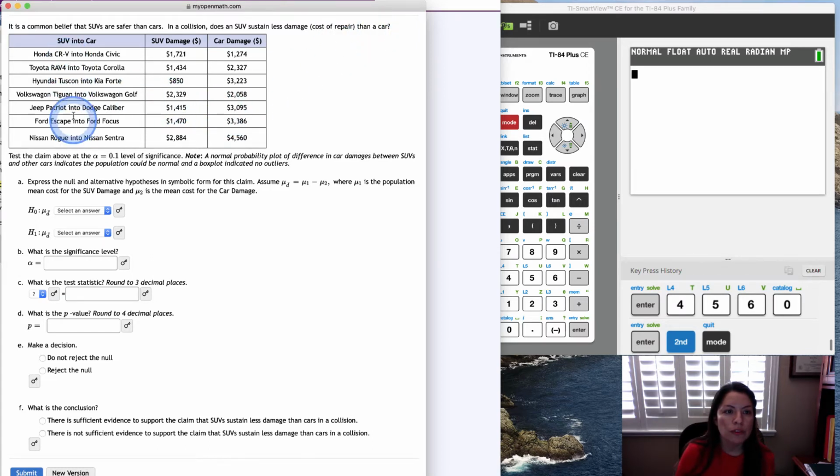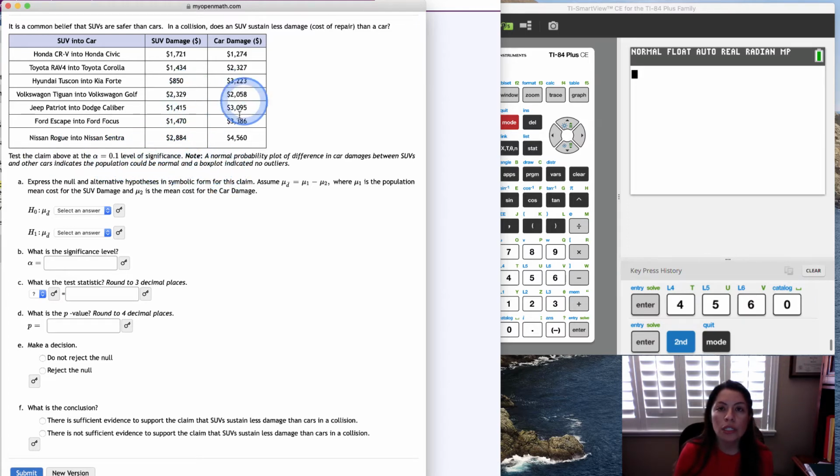So here are the types of cars we have, and here's the SUV damage, and here's the car damage. In a collision, does this Honda CRV crash into a Honda Civic? That's why they're dependent, because the car damage here is dependent on the SUV damage, and vice versa, if they crash into each other. So we're going to test the claim that the SUV can sustain less damage than a car, at the 0.1 level of significance.